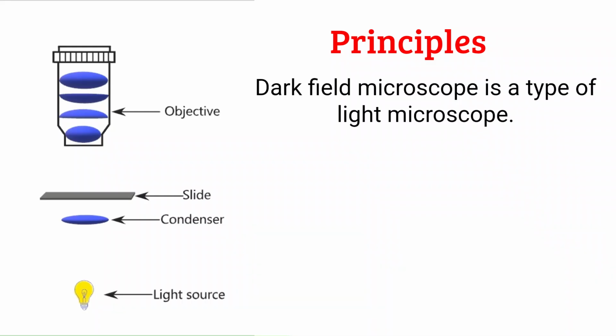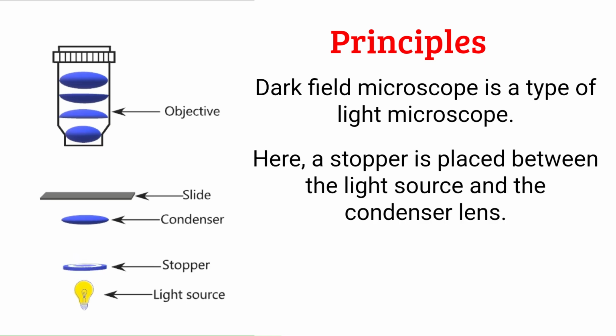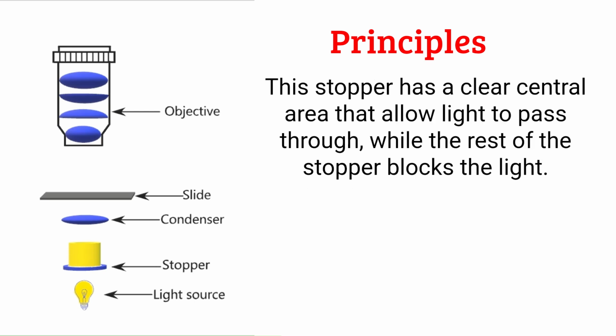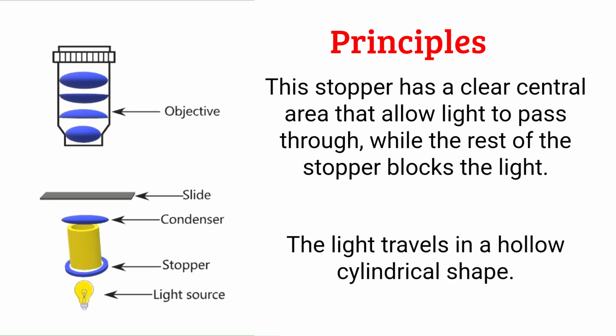The instrument is similar to that of the Brightfield microscope, with a visible light source present here. The new introduction is the stopper, which is placed between the light source and the condenser lens. The stopper has a clear central area that allows light to pass through, while the rest of the stopper blocks the light. As a result, the light travels in a hollow cylindrical shape like this. You can try this at home also.